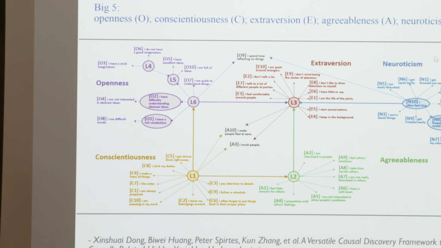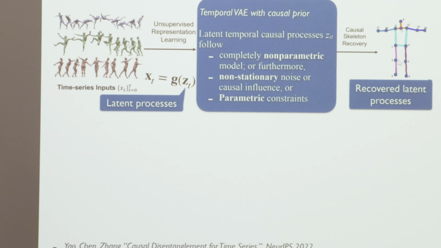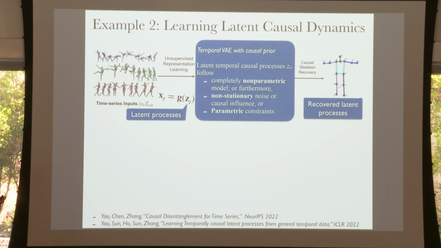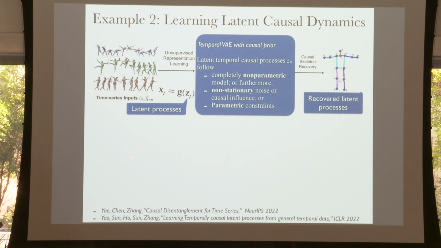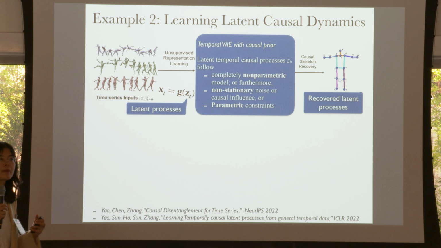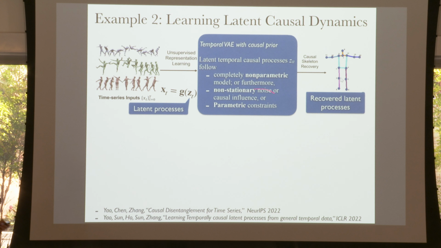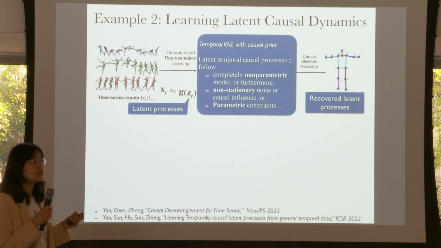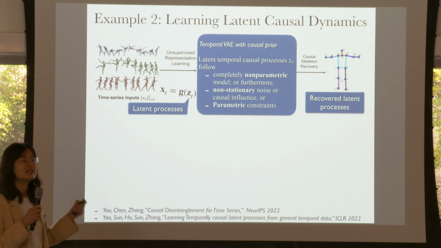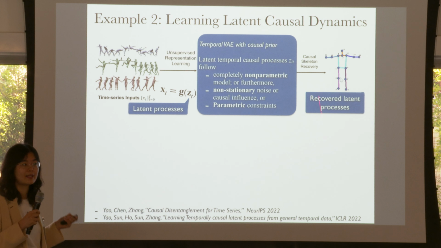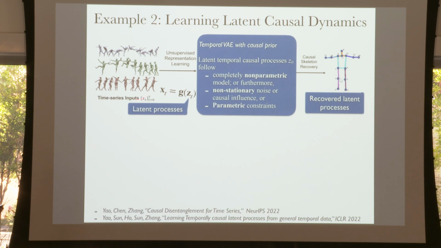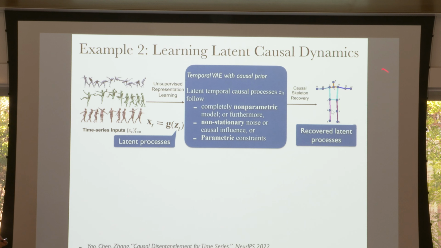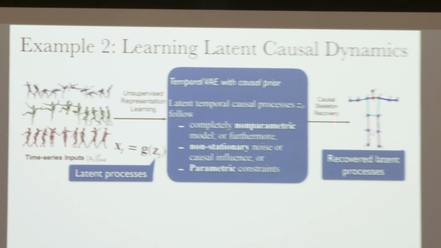Okay, now let's see another example. This is an example on how can we learn the latent causal dynamics from videos. So nowadays, we care much about video data, right? So from the videos, we want to recover the underlying causal factors as well as the causal dynamics behind them. This is a video on the human motion data. So you can see we can recover how different joints interact with each other.